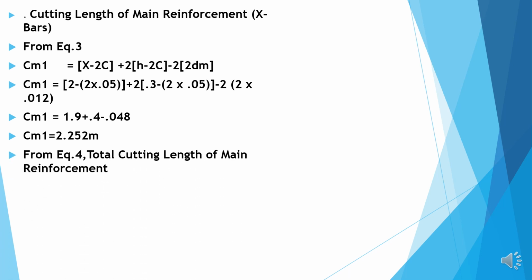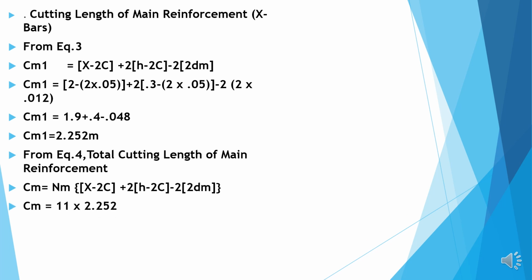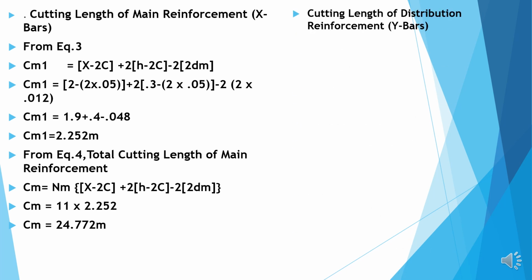From equation 4, the total cutting length of the main reinforcement bars is equal to Nm into (H minus 2C plus 2 into H minus 2C minus 2 into 2dm). That means 11 into 2.252. So it is 24.772 running meter.